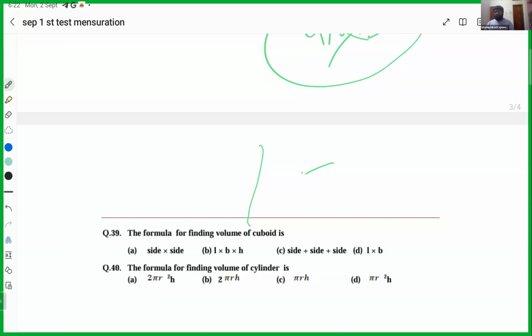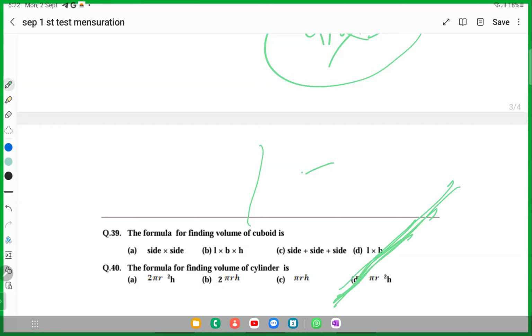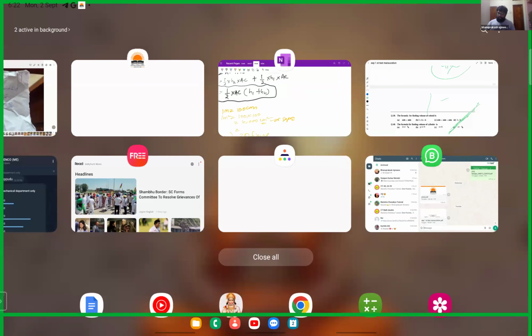What is the volume of the cylinder? So Rudra, you are wrong. The answer is pi r square h. I already told this in the last class.